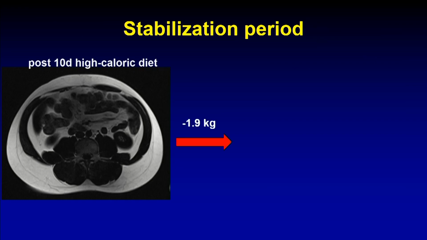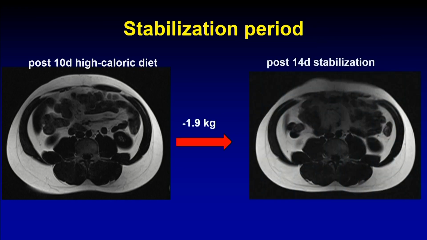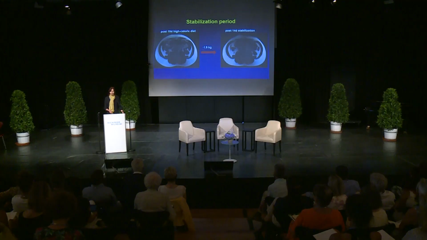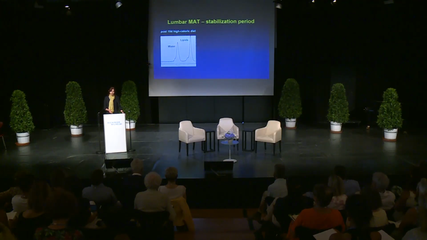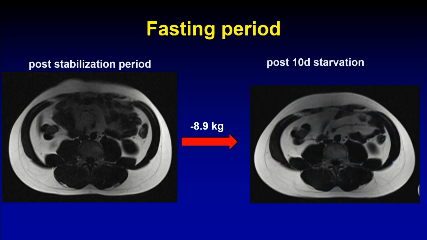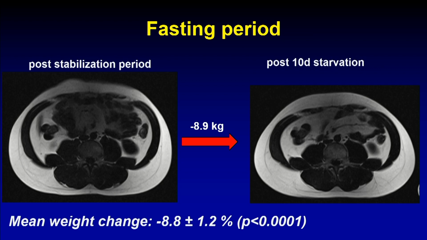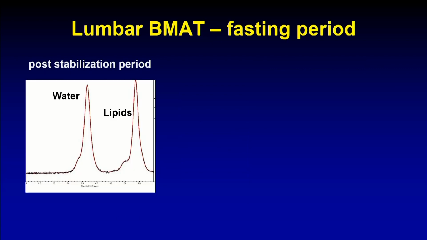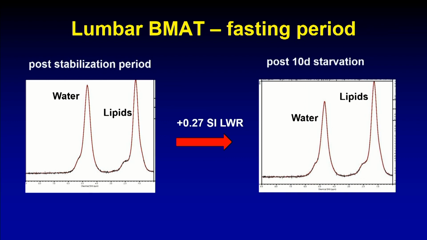And this is after the stabilization period. That's the same person who then lost about 2 kilograms just going back to eating normally, and the average was about 2.7%, and then the marrow fat went down again. And here, the fasting before and after: this person lost 8.9 kilograms, and the mean change was 8.8% of their body weight. And here is the marrow going back up again.